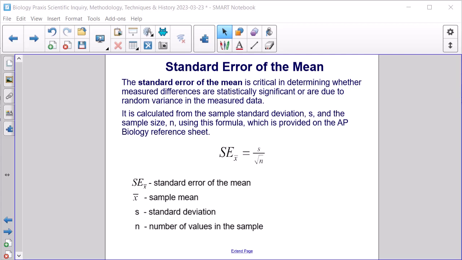Standard error of the mean. The standard error of the mean is critical in determining whether measured differences are statistically significant or are due to random variance in the measured data. It is calculated from the sample standard deviation S and the sample size N using the formula provided on the AP Biology reference sheet, where the standard error of the mean is equal to the standard deviation divided by the square root of the number of values in the sample.